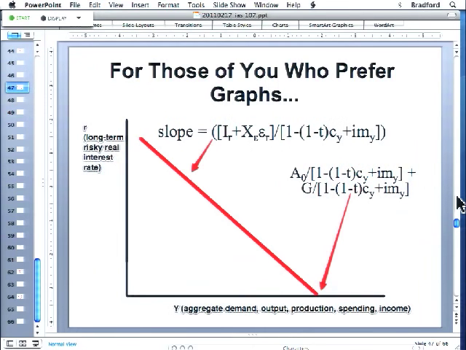Once again, how much of this has penetrated and how much of this is still sloshing and skewing around in your brains? Why does the IS curve slope down?